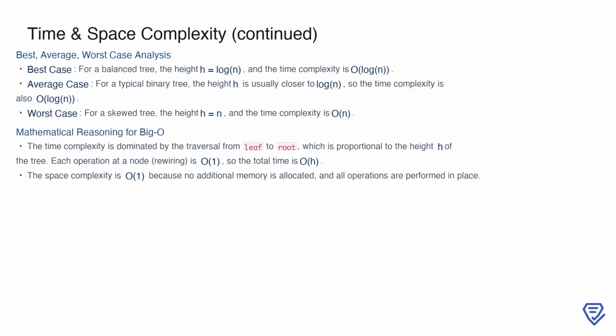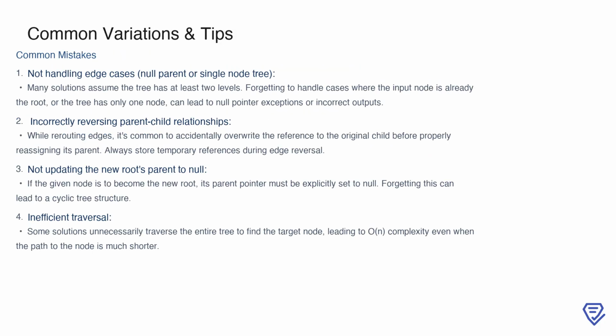Since each rewiring operation at a node is O(1), the overall time complexity becomes O(h). As for space complexity, it remains O(1) across all cases because the algorithm does not require additional memory and modifies the tree in place. When solving this problem, there are a few common mistakes to watch out for.